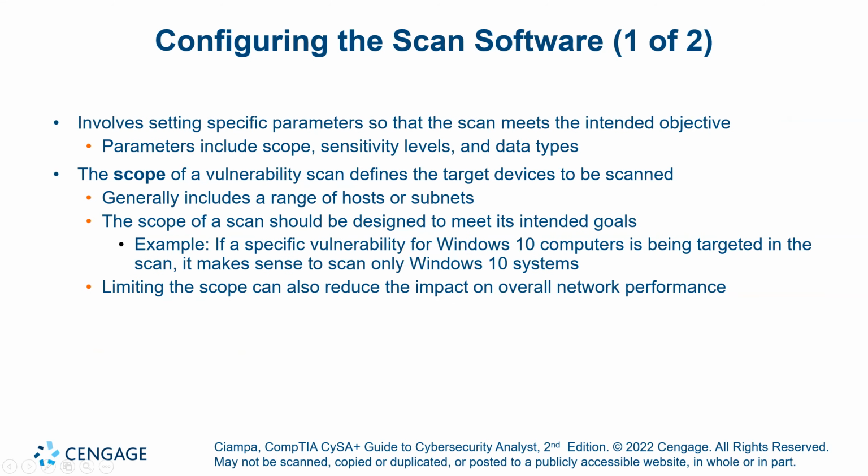Configuring the scanning software involves setting specific parameters so that the scan meets the intended objective. Parameters include scope, sensitivity levels, and data types. The scope of a vulnerability scan defines the target devices to be scanned, generally including a range of hosts or subnets. The scope of a scan should be designed to meet its intended goals. For example, if a specific vulnerability for Windows 10 computers is being targeted in the scan, make sure it makes sense to scan only Windows 10 systems.